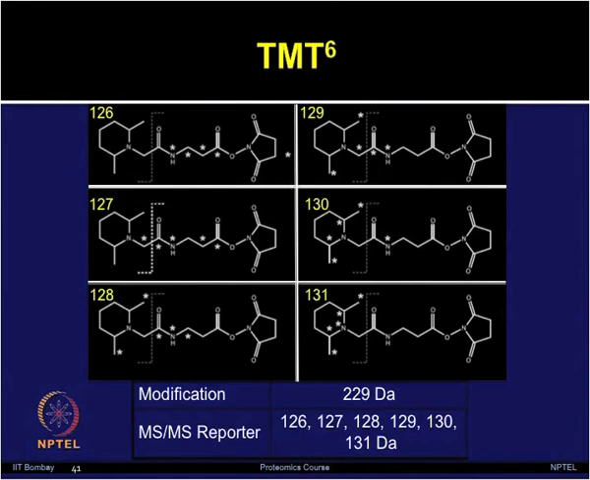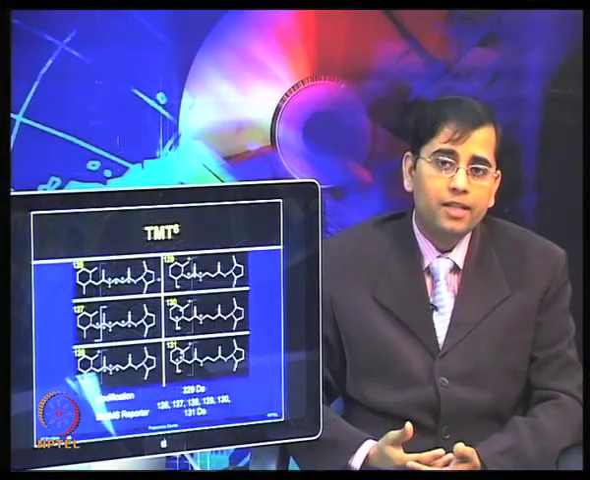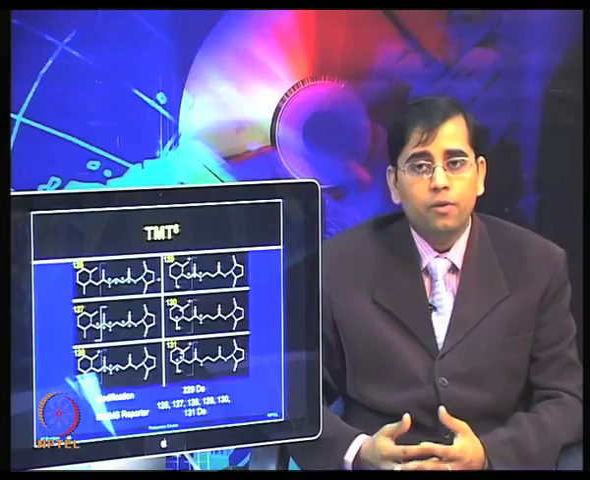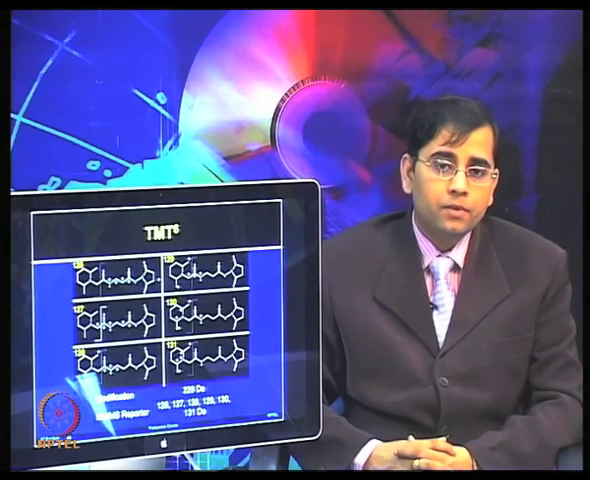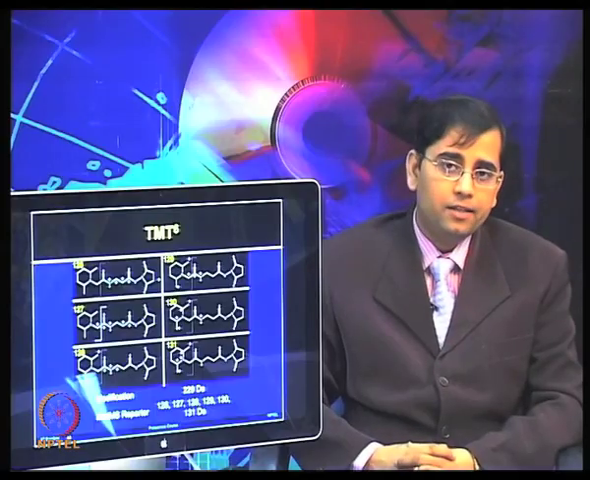Let us now look at the TMT 6-plex reagent. It allows the comparison of up to 6 conditions. The MS-MS reporter ions, as you can see in the structure, are 126, 127, 128, 129, 130 and 131 Daltons. So, the TMT 6-plex reagent allows comparison of up to 6 conditions. It could be useful for studying time course, drug dose responses, replicates or multiple sample disease comparison. The modification is 229 Daltons.